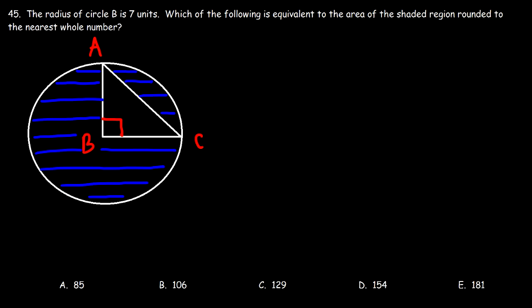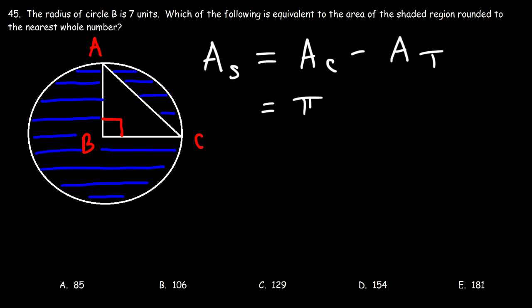45. The radius of circle B is 7 units. Which of the following is equivalent to the area of the shaded region rounded to the nearest whole number? To calculate the area of the shaded region, it's going to be the difference between the area of the large object and the area of the small object. So the area of the large object on the outside, that's the area of the circle, minus the area of the small object, which is the area of the triangle.